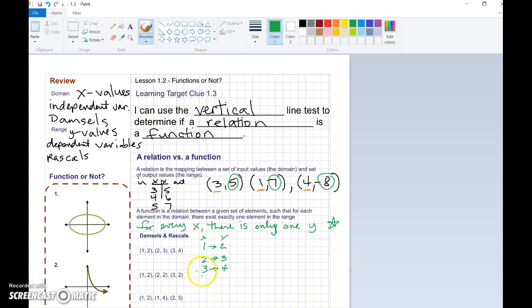So every x value has a different y value. Yes? Yes. So this is called a function. It's considered a function. Let's look at the next one.